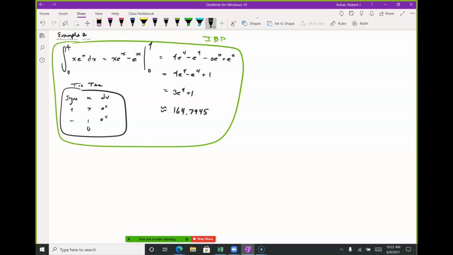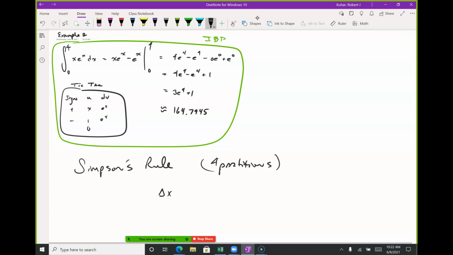So here we go. Let's do 4 partitions. So we're going to do Simpson's rule now, right? And I want to do 4 partitions. I'm always going to, all right? The book will do more. WebAssign will do more. But it's clearly that delta x is 4 minus 0 over 4. Is everybody okay with that? So the width of each partition is going to be 1. Right? Is everybody following me here?